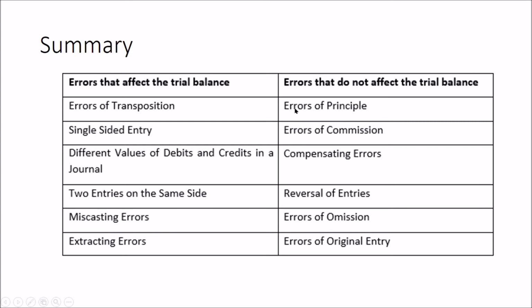So in terms of summary, then, we've got these errors of principle, commission, compensating errors, reversal of entries, errors of omission, and errors of original entry. So those are the ones which don't affect the trial balance, and I've explained those already. Let's go through these other ones now.